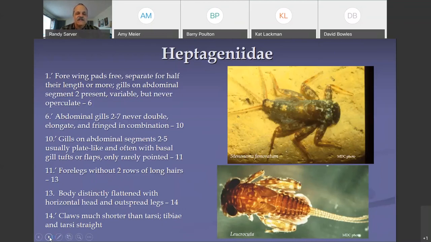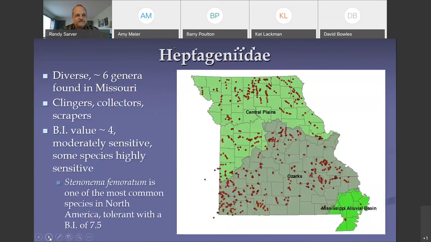And now we need to look at the claws and the tibia to distinguish these from the Pseudironidae. And so they have shorter claws, and the tibia isn't bowed. Next. So these are a diverse group in Missouri. And I think most people, if you sampled in most any kind of smaller or medium-sized stream in a riffle, you've probably seen these. There's 6 genera found in Missouri.